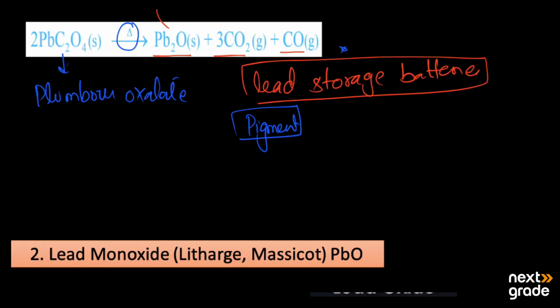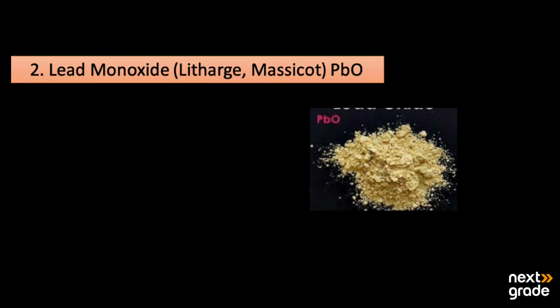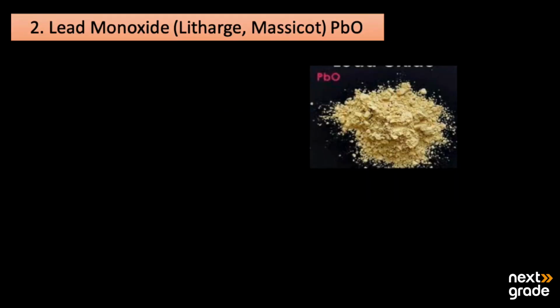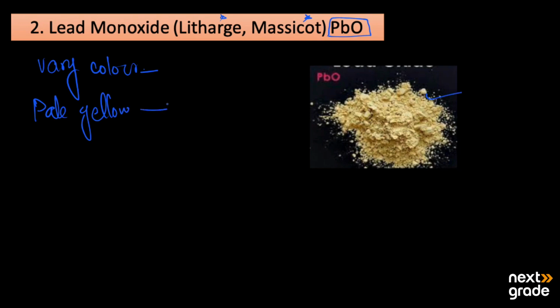After this, the second one we have is lead monoxide. Lead monoxide is also known as litharge or massicot, and its formula is PbO. Now, what are the properties of litharge? Basically, litharge varies in color, from pale yellow, as you can see here, towards reddish yellow. So it is its natural property.